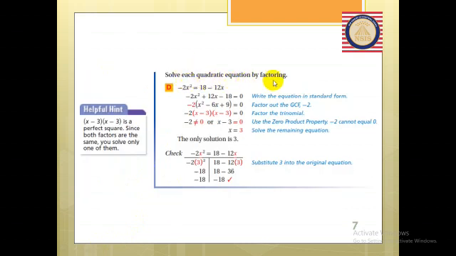Solve each quadratic equation by factoring. Here, how to factor this equation? We must write the equation in the standard form. So we're going to take all this part to the other side with the opposite sign. So 18 will be -18 and -12 will be +12. Then I'm going to take the greatest common factor. How? The 18 is 2 times 9, and the 12 is 2 times 6, and here is 2 times 1.